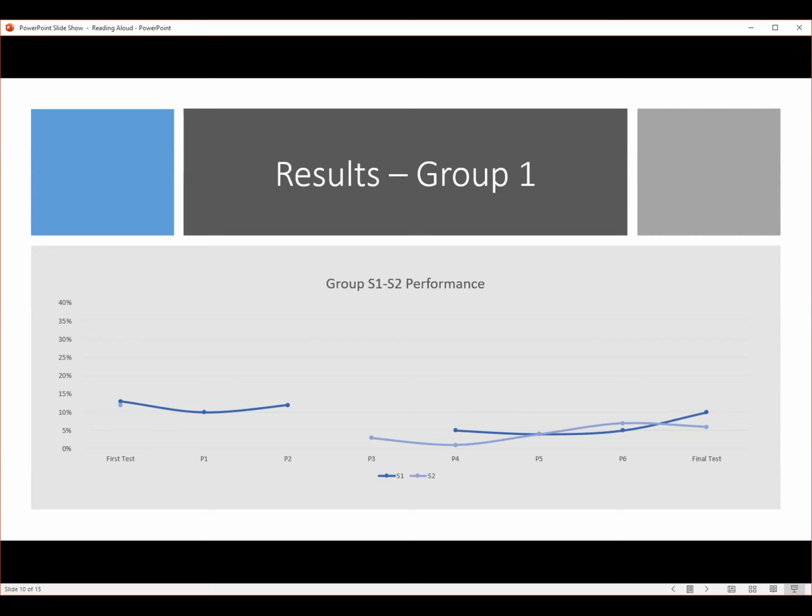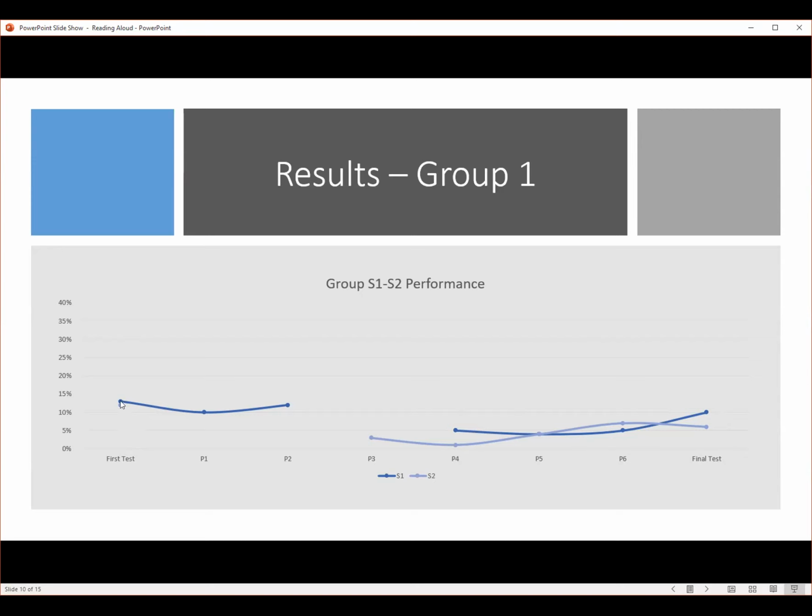But as you can see, S1 made slight improvements over the course of the experiment. So they started the first test, and the tests, I should have mentioned, were not supplied with models. I wanted to see if they were able to produce these sounds without me guiding them. Each of the P's were the practices. So they had 6 practices with 6 different model texts.